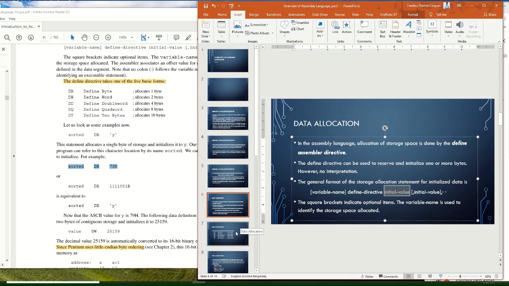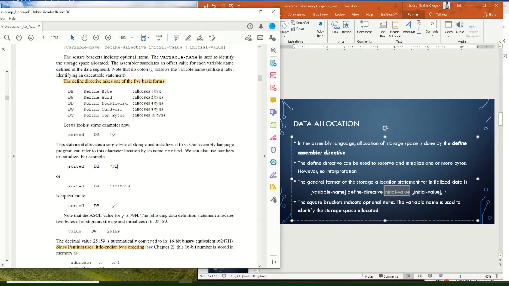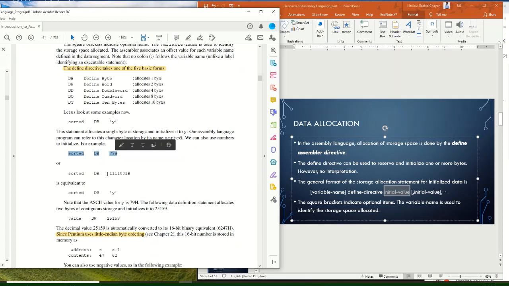All right, so that's how we can define our data. And we know that we have actually the same line of code. The same line of code we actually can write several ways. We can write it in this way. It's the same code because 79 hexadecimal number is actually equivalent to y. So if you write y or 79 hexadecimal number, it is the same thing.